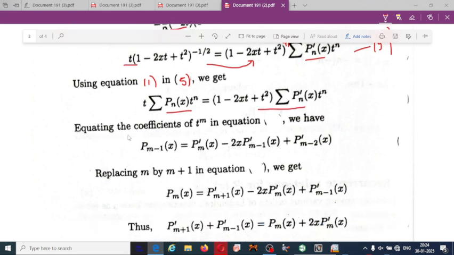Next, similarly, we have to equate the coefficient of t to the power m in equation 6. We can take this equation 6. In equation 6, take the t to the power m coefficient. Let us take n equal to m and equate with respect to t to the power m. Here t is there, so if you multiply, it will become t to the power n plus 1. If it is t to the power n plus 1, then we have to put n equal to what? m minus 1.